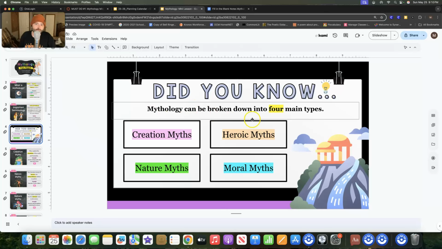So mythology can be broken down into 4 main types. There are creation myths, there are heroic myths, there are nature myths, and there are moral myths. These are the 4 main types that we will see.